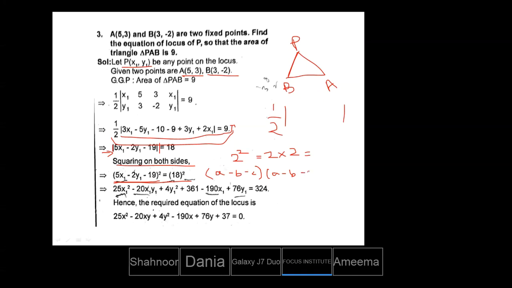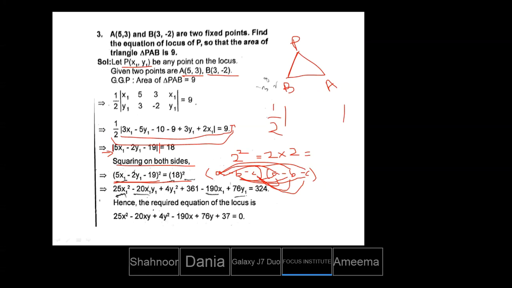Now open with each term, and you will get the answer. You have to open it with each and every term to get the correct answer. In maths you have to be patient, and if you apply and substitute correct formulas, you will get correct answers.